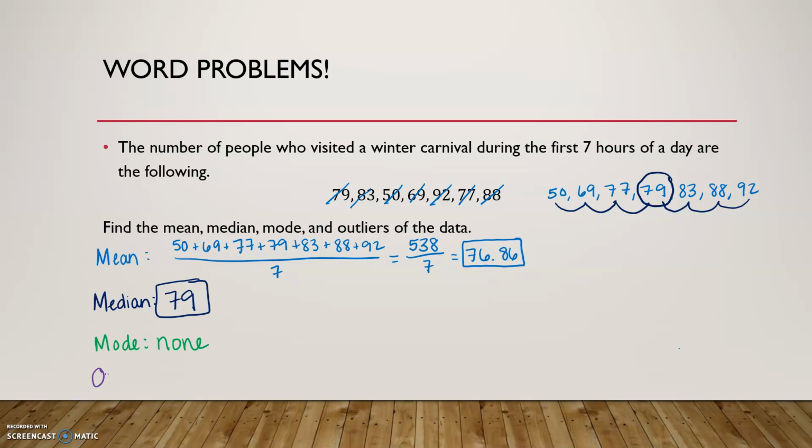And finally, we've got outliers. If I look on either end, up here there's only a difference of 4. Down here, there's a difference of 19. So I'm going to say that 50 is an outlier. That's quite a ways below our second to lowest value.